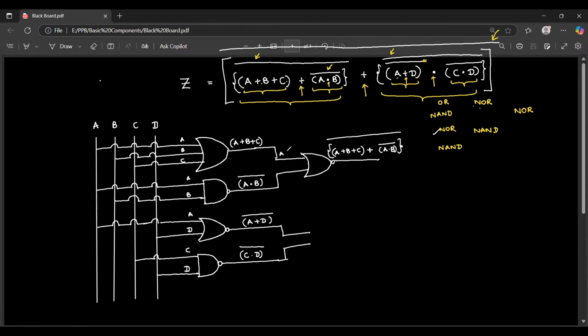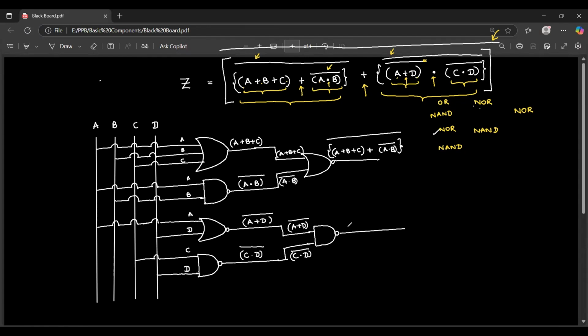Oh, I forgot to write here: A plus B plus C. Here we have (A dot B) whole thing bar, this one is (A plus B) whole thing bar, and this is (C dot B) whole thing bar. Okay, so they are passing through a NAND gate.